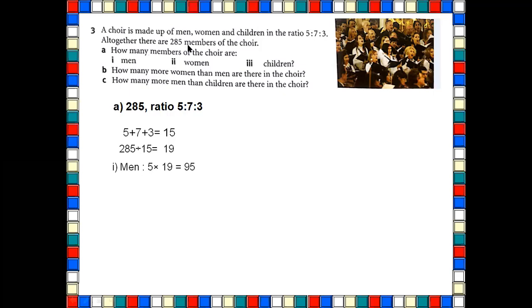Yalla, do the second one, the women. 19 times 7. Excellent. Which is 133. Yes, so this is the women, 7 parts of the ratio times 19, 133. And the children. The children is 19 times 3. 57. 19 times 3 is 57. Yes, excellent, Jude. Thank you.